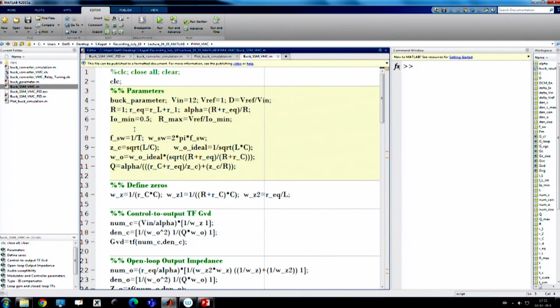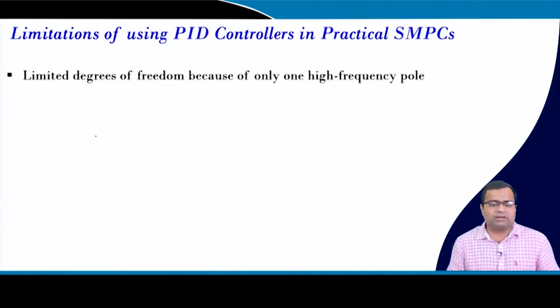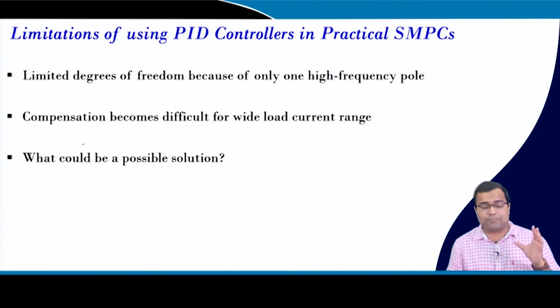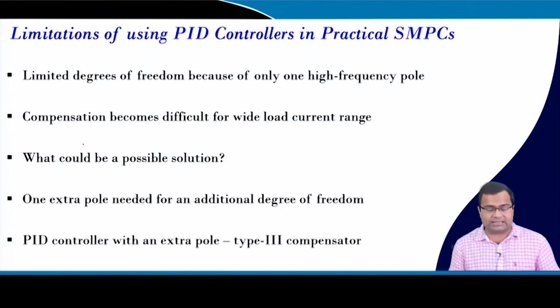Now we are going to consider another compensator, which is called a type 3 compensator, where we want to add one filter. Okay. Before that, let us discuss. So we ran this and we found limited degree of freedom because of only one high frequency pole. Compensation became difficult for wide load current range. What could be a possible solution? So we need to consider an extra pole for additional degree of freedom.